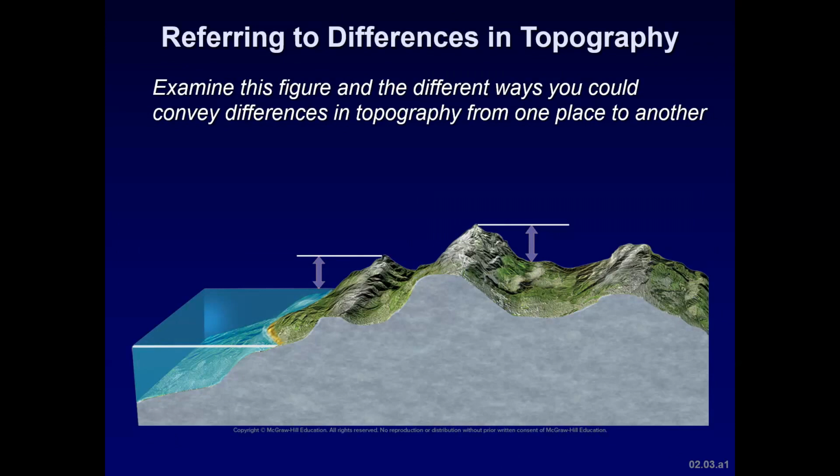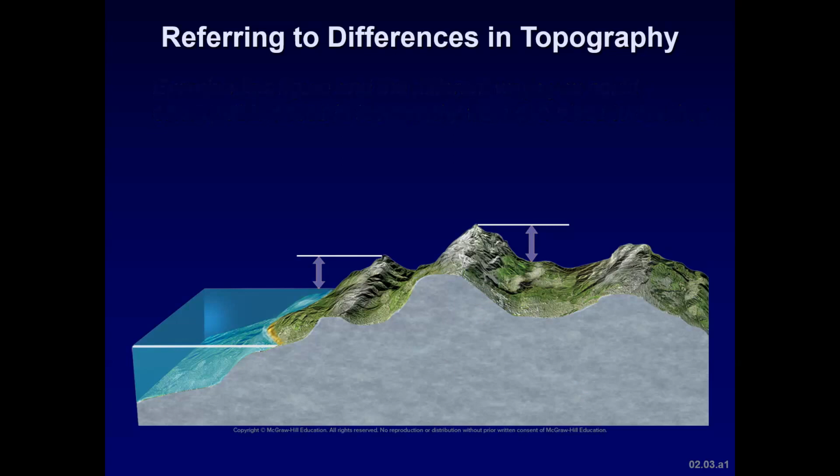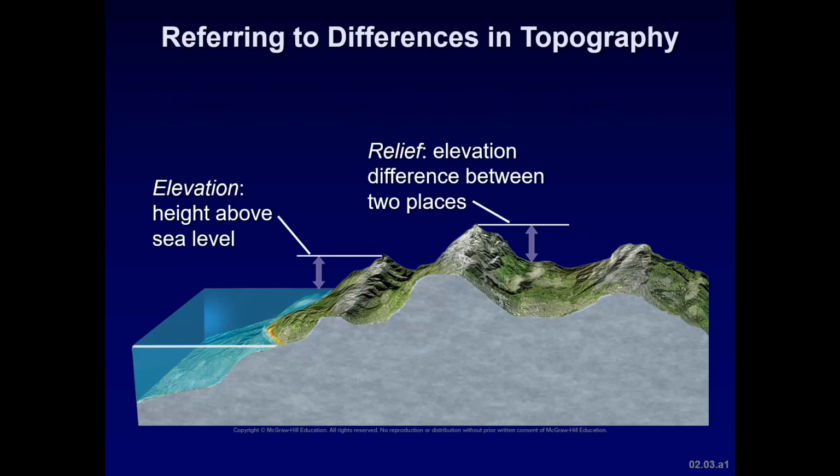Okay, so we talked about the topographic map, topography being differences in elevation. This is a cross section that you're looking at, but it's also part of a block diagram, so we can see the surface. We're looking at different ways we could show differences in topography or elevation from one place to another. Elevation can be described in terms of meters, kilometers, or feet. It's the height above sea level. Relief is the elevation difference between two places.